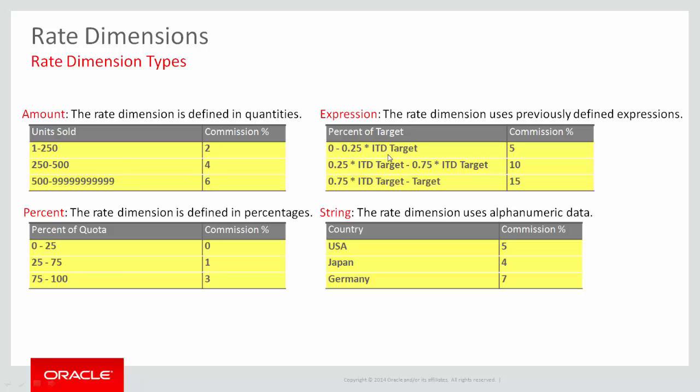So everyone's values are going to be different based on attributes associated either to their plan or to themselves. And so that's an expression type of rate dimension. And then the fourth type of rate dimension is something that we call strings. And so these are alphanumeric.